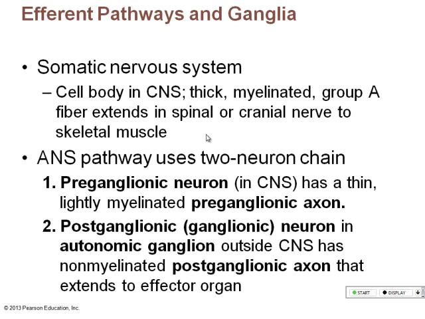So efferent pathways and ganglia: in the somatic nervous system, we're going to find groups of nerves that innervate, called group A fibers, and they extend in the spinal or cranial nerves to skeletal muscles. The autonomic pathway uses two neuron chains, or two pathways. The preganglionic neurons, we find these guys in the central nervous system. And then the postganglionic neurons are outside the central nervous system.